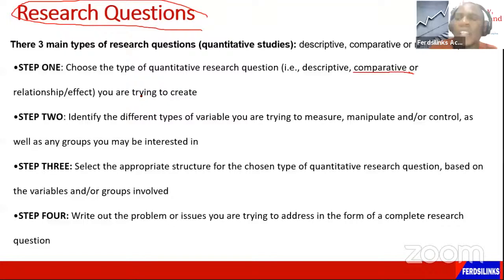Take, for instance, if you are doing a relationship question, one of the things is that you must have at least two variables. You must have two variables to compare, right? If you are doing a study to examine the effect of one on another, or the relationship between variables, that's where you start thinking of correlation or regression or similar analytical techniques. But if you are doing a comparative study, one of the things you must undertake is that you must have at least two groups.